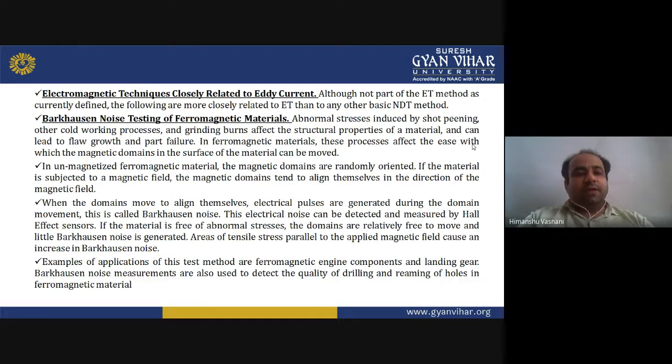If the material is free of abnormal stresses, the domains are relatively free to move, and little Barkhausen noise is generated. Areas of tensile stress parallel to the applied magnetic field cause an increase in Barkhausen noise. Examples of applications of this test method are ferromagnetic engine components and landing gears. Barkhausen noise measurements are also used to detect the quality of drilling and reaming of holes in ferromagnetic materials.